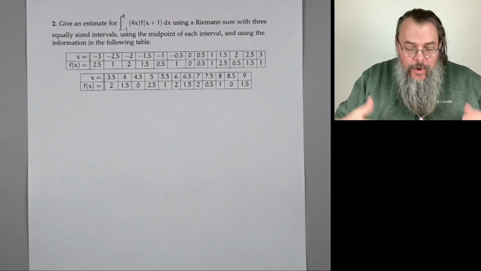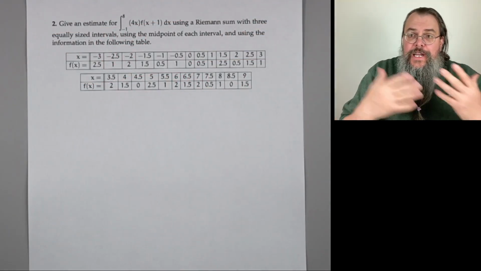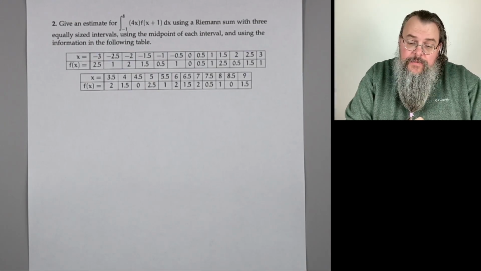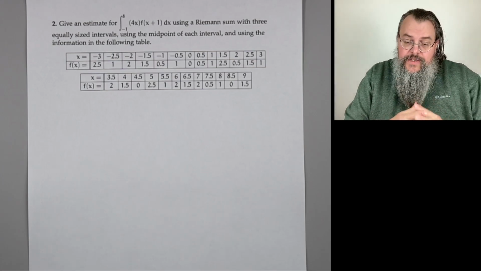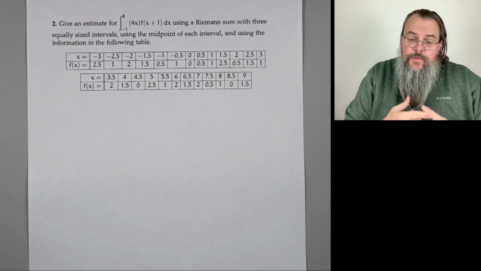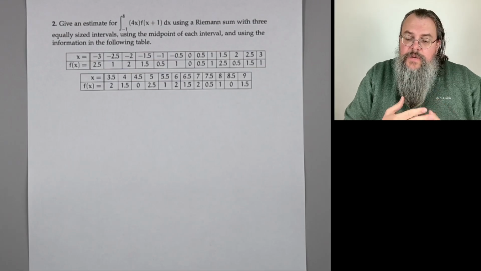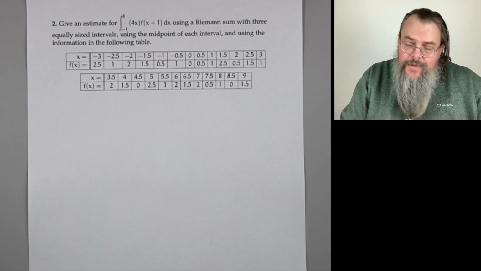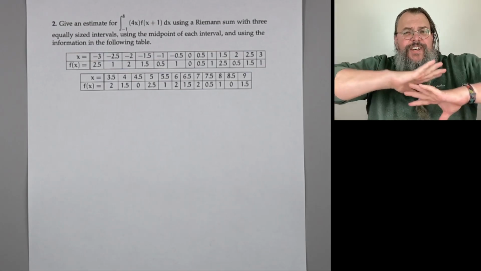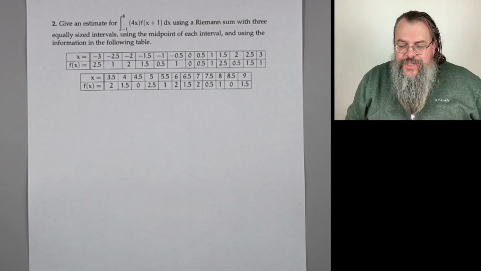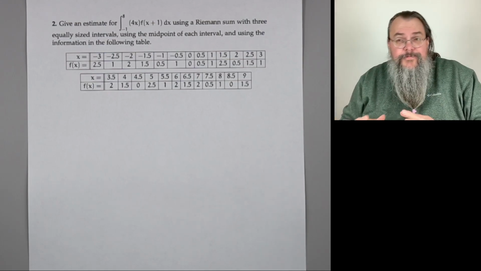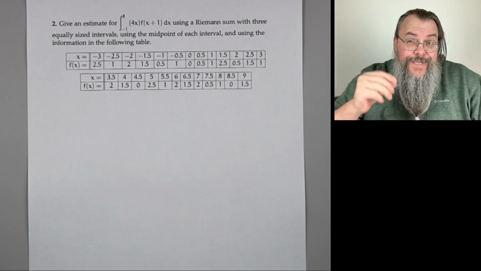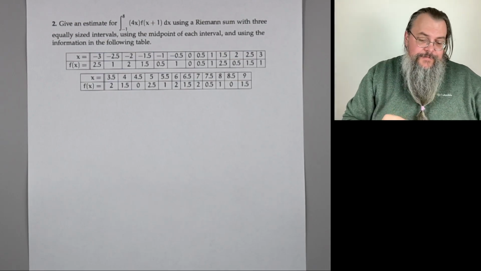Number 2, we want to find an estimate for an integral. The integral from negative 1 to 8 of 4x f of x plus 1 dx using a Riemann sum with 3 equally sized intervals, using the midpoint of each interval, and using the information in the following table. And then we have a whole bunch of stuff. Now they gave us a lot of information. Are we going to need it? Not all of it. In some sense, we're being tested on which pieces of information do we need.